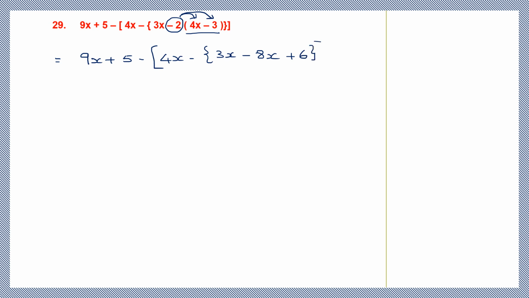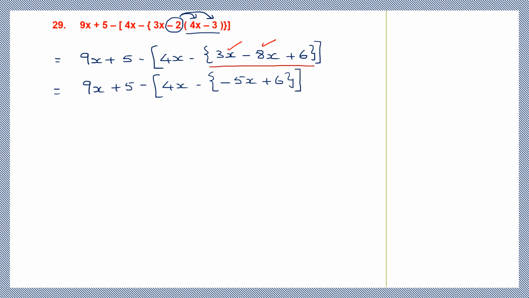We're putting back the curly bracket and the square bracket. So now we have to simplify what is inside the curly bracket before removing it. So let's start. 9x plus 5 minus square bracket 4x minus curly bracket. Now what is inside? 3x and 8x are like terms. So minus sign, 8 minus 3 is 5, 5x plus 6. Put back the curly bracket and the square bracket.